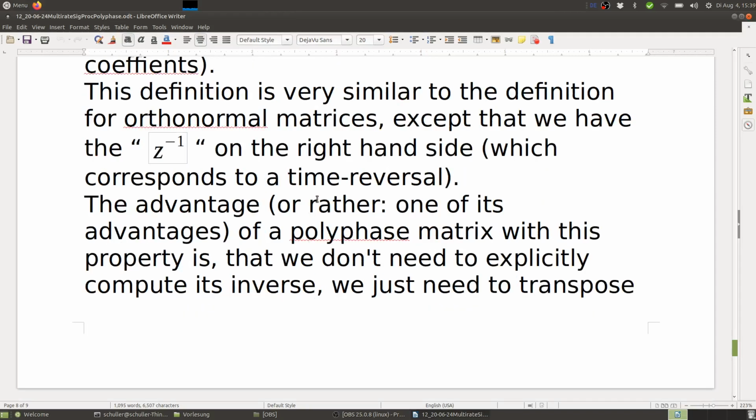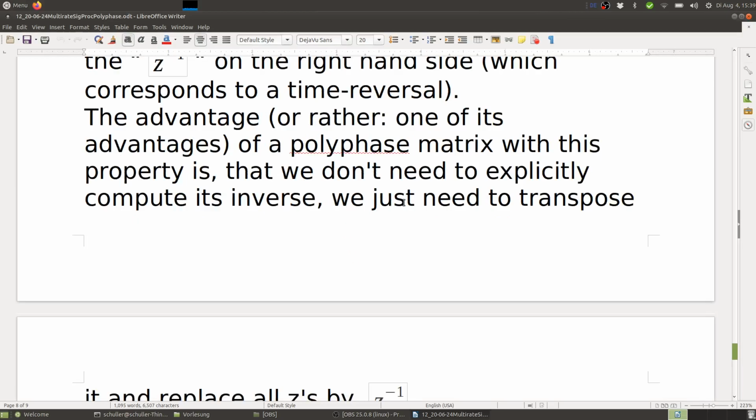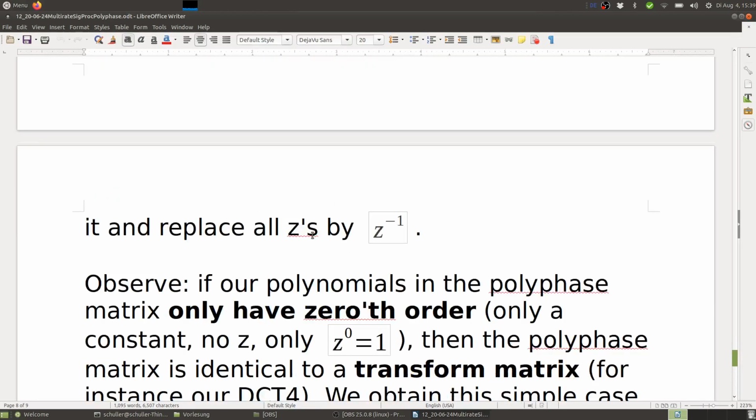One of the advantages of a polyphase matrix with this property is that we don't need to explicitly compute its inverse. We just need to transpose it and replace all z's by z to the minus 1. So it's easy to do.